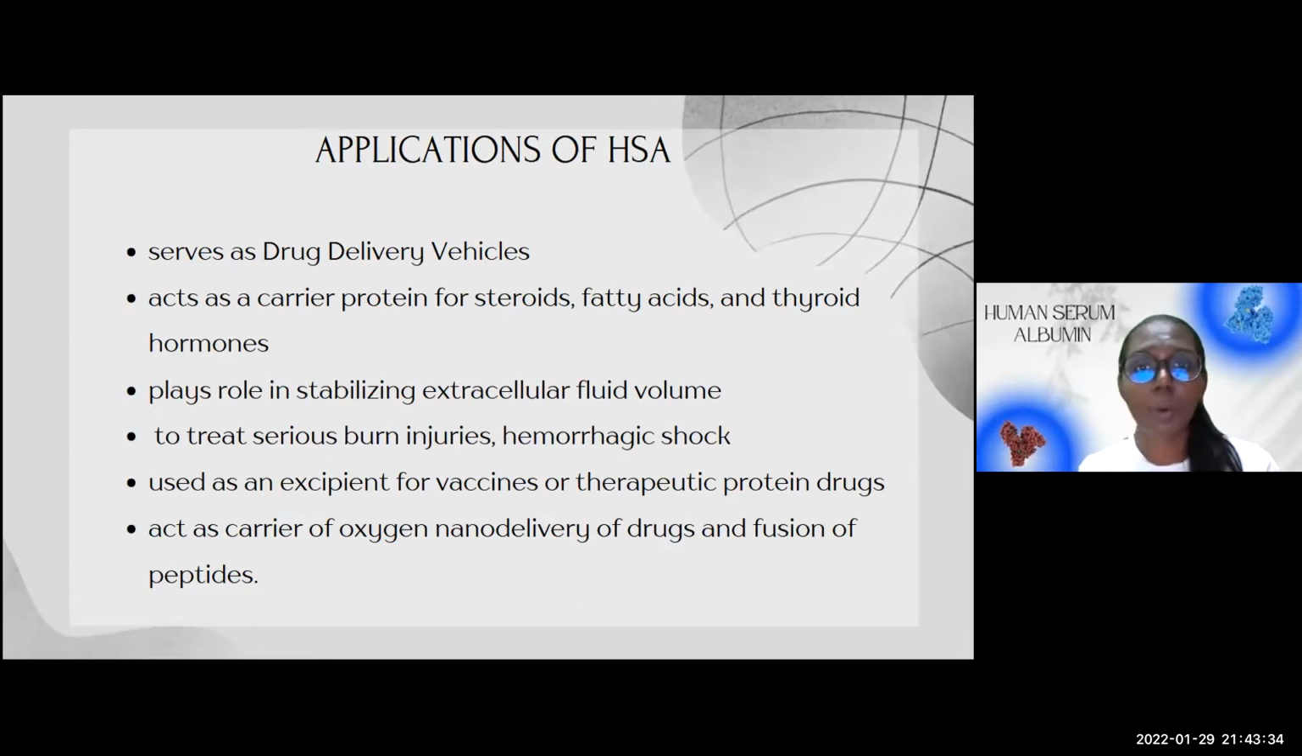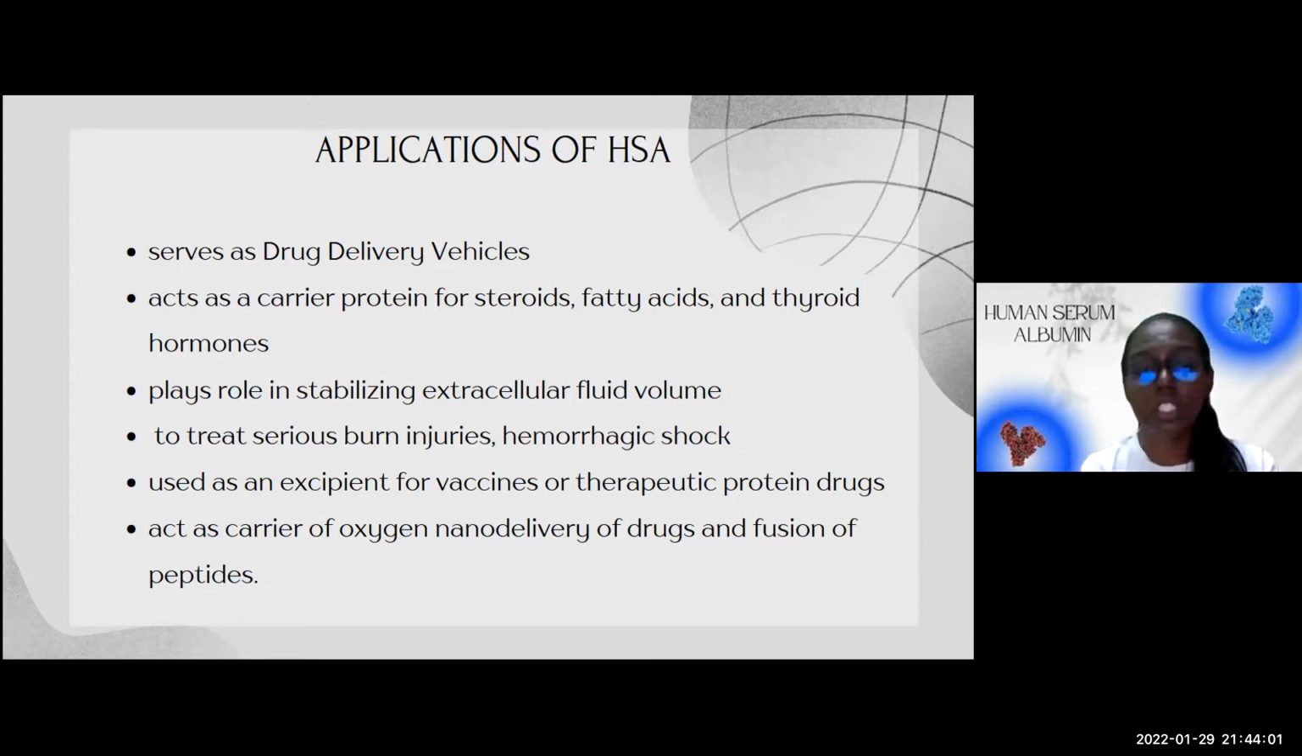Now, let us see what the applications of human serum albumin are. HSA serves as a drug delivery vehicle due to its characteristics like long half-life, recirculation, and also accumulation in tumor tissues. HSA acts as a carrier protein for steroids, fatty acids, and thyroid hormones, and also plays an important role in stabilizing extracellular fluid volume, and is also widely used clinically to treat serious burn injuries and hemorrhagic shock.